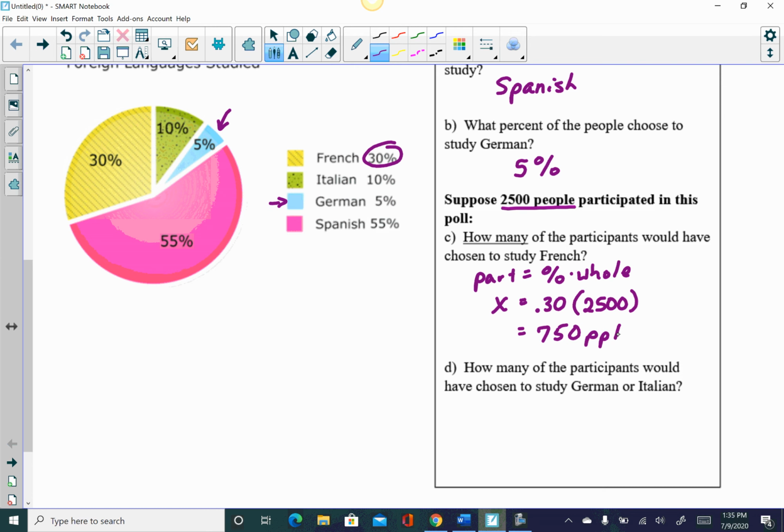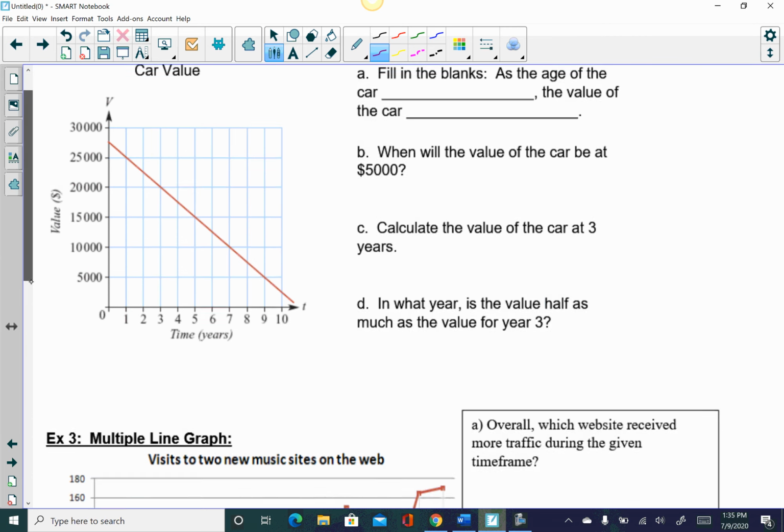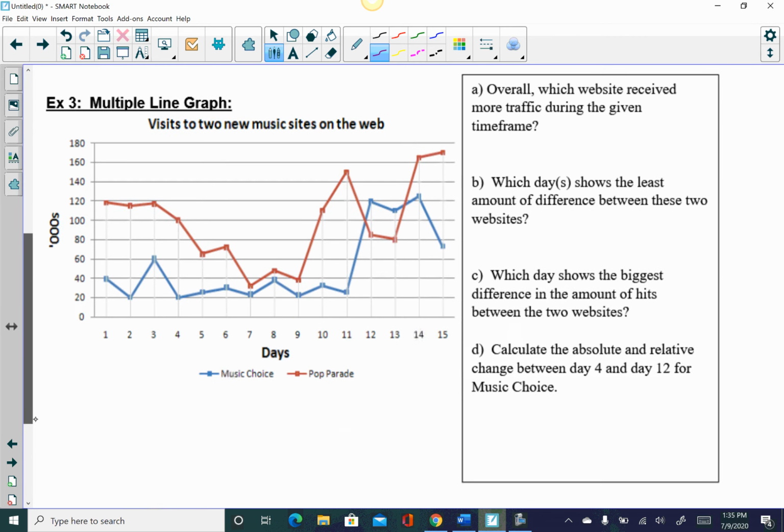Okay. Part D would be done the exact same way, so I encourage you maybe to pause the video here, make sure that you can do part D without any problem. I would also say maybe you want to go ahead and do example 2 and check yourself by the solution key, and then I'm going to pick up on the next page with example 3. So down here in example 3, you have a multiple line graph.